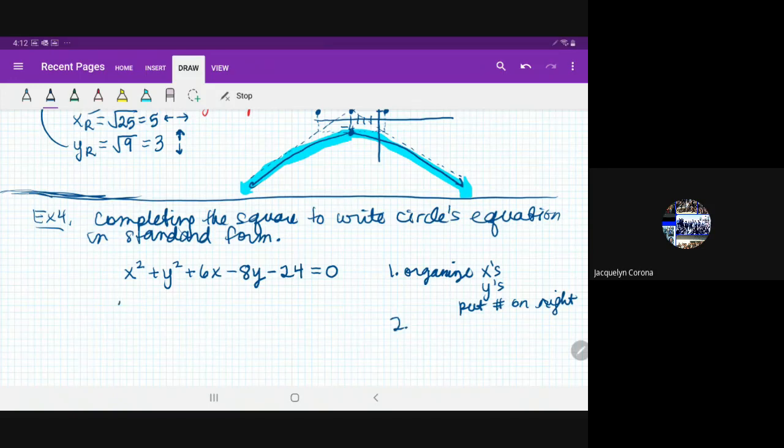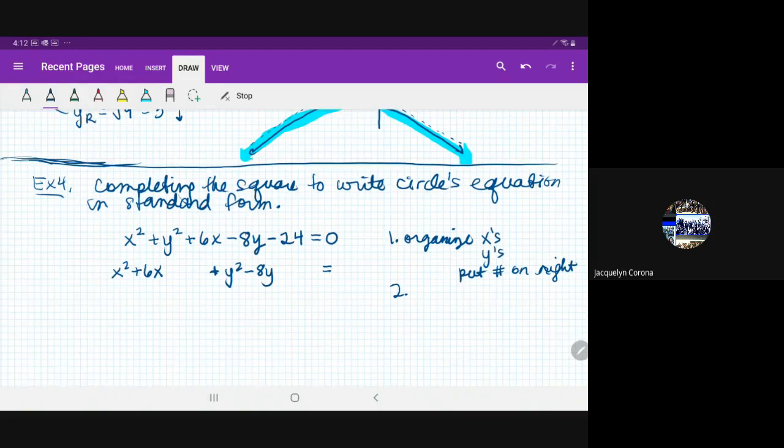Okay, so what you do is you put the x's together, but leave a space. You put the y's together, and you leave a space. And then you move the 24 to the other side. So how do I move the 24 to the other side? Yes. So I'm going to add the 24 to the other side.